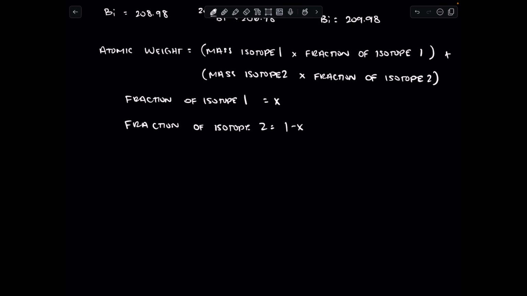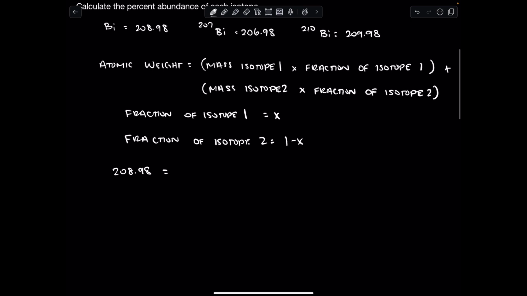So now let's plug those variables back into our equation. We know that the atomic weight of bismuth is 208.98. That is going to be equal to the mass of isotope 1, which is 207 bismuth, 206.98, times x, plus 210 bismuth, which is 209.98, multiplied by 1 minus x.